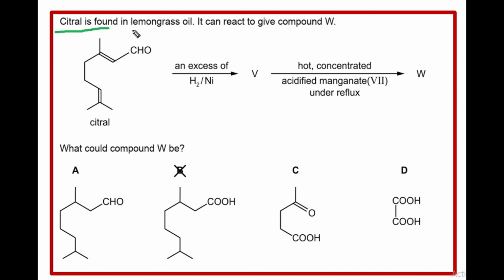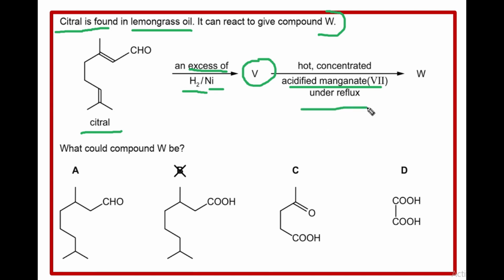Citral is found in lemongrass oil. It can react to give compound W. Citral reacts with excess hydrogen in the presence of a nickel catalyst. It will form an alkane, and with hot concentrated acidified manganate(VII) under reflux, the aldehyde group is oxidized to carboxylic acid. So which is compound W?